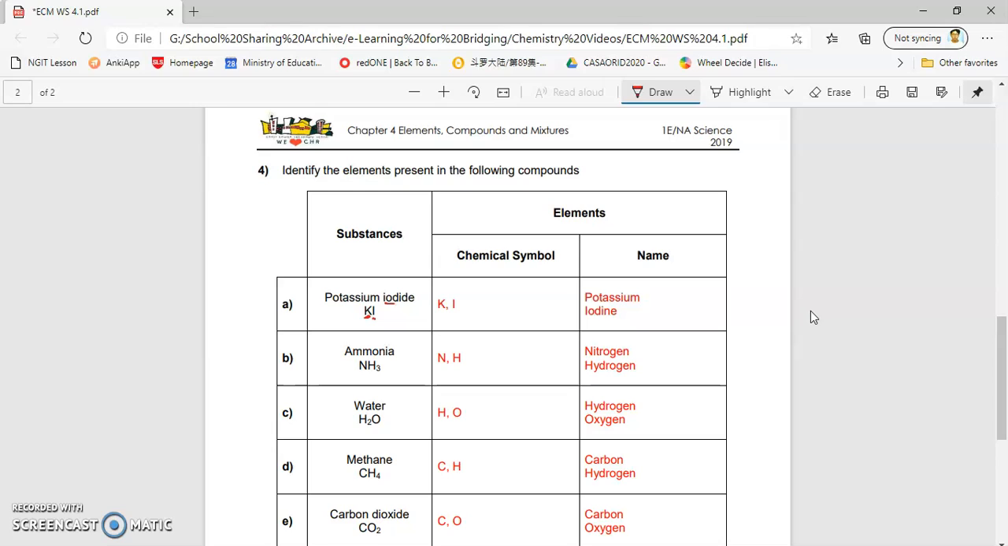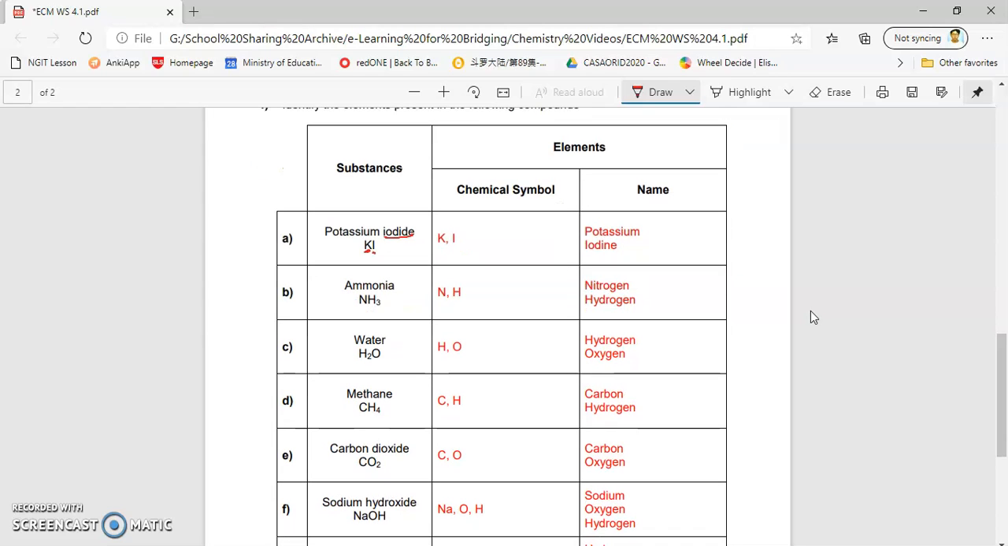So you can see here the word is iodide. If you look at the periodic table, there's no such thing as iodide in the periodic table. The element is actually called iodine. So do take note of it. Next one, part B, ammonia. Capital N, capital H. Two capital letters only, so that's why there are only two elements, N and H. Look in your periodic table, it's nitrogen and hydrogen.